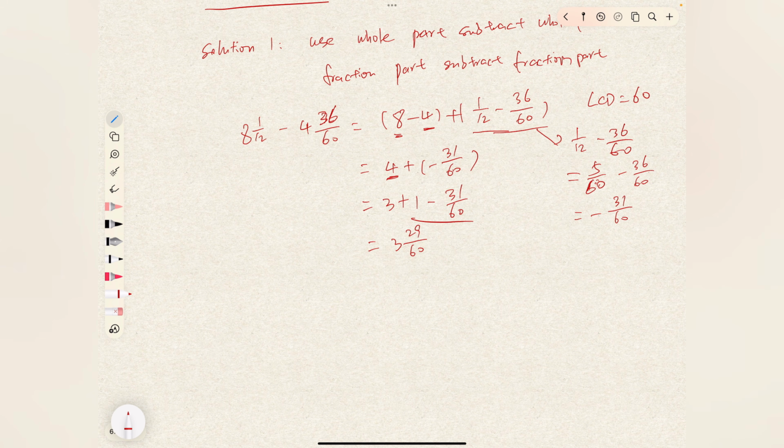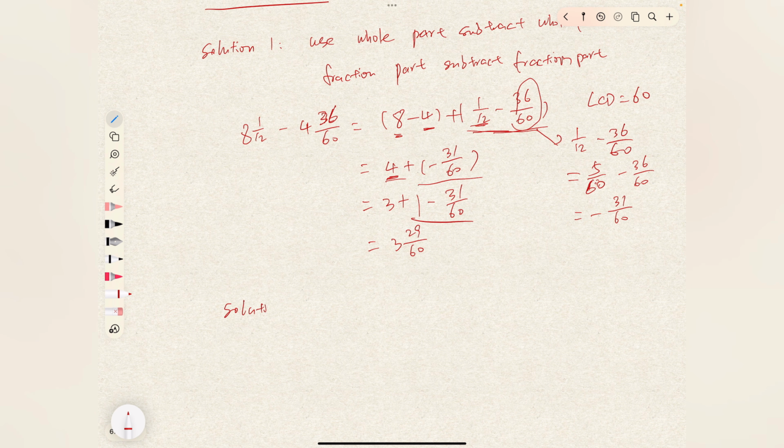It's just that sometimes this fraction is bigger than this one. That's why we will get a negative value here. So we need to do the subtraction, because we use 4 minus this one. We can just isolate 1 from 4, then use 1 subtract that 31 divided by 60. That will give us 29 over 60.